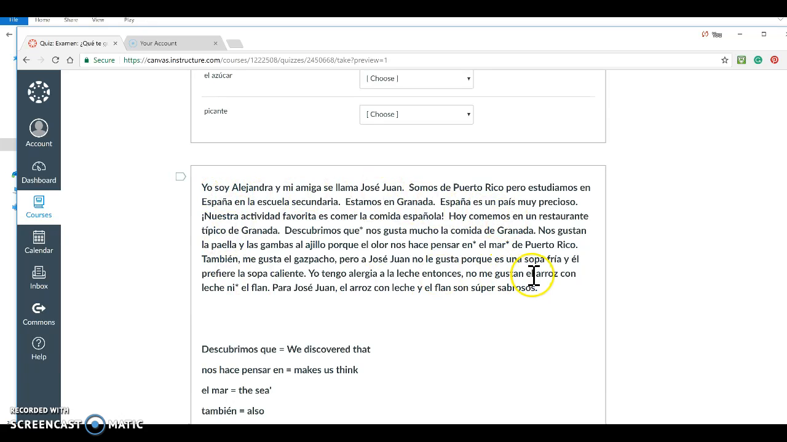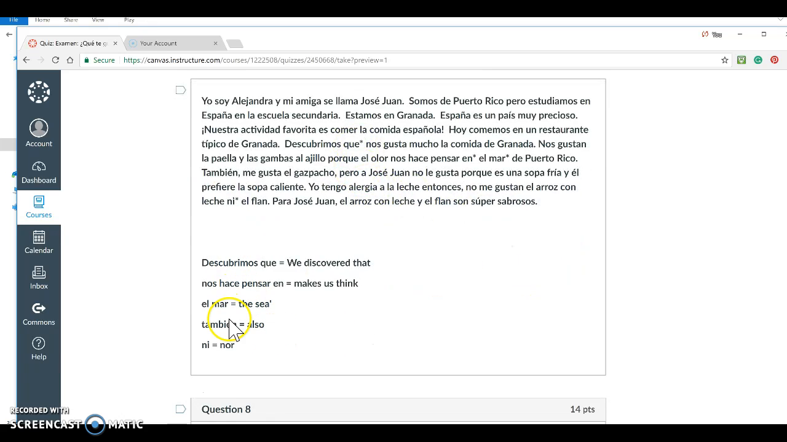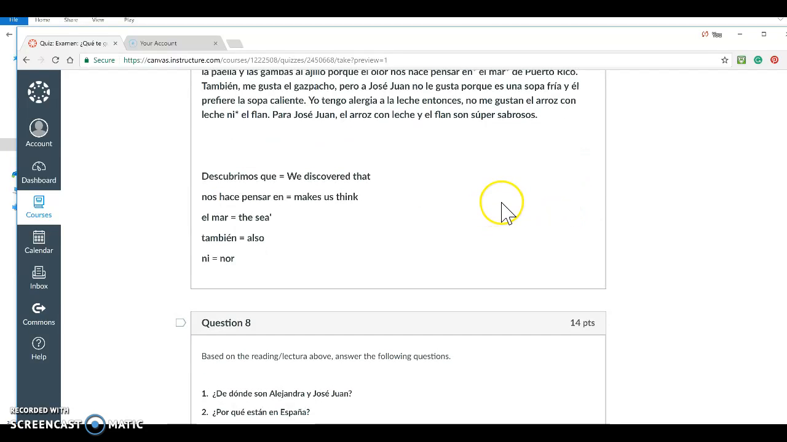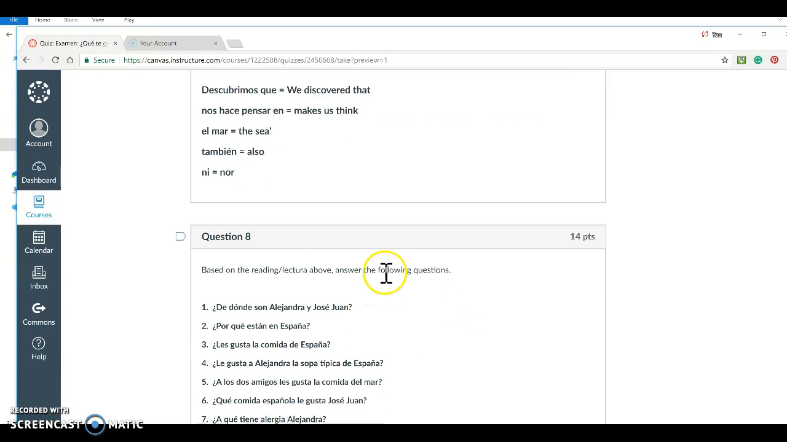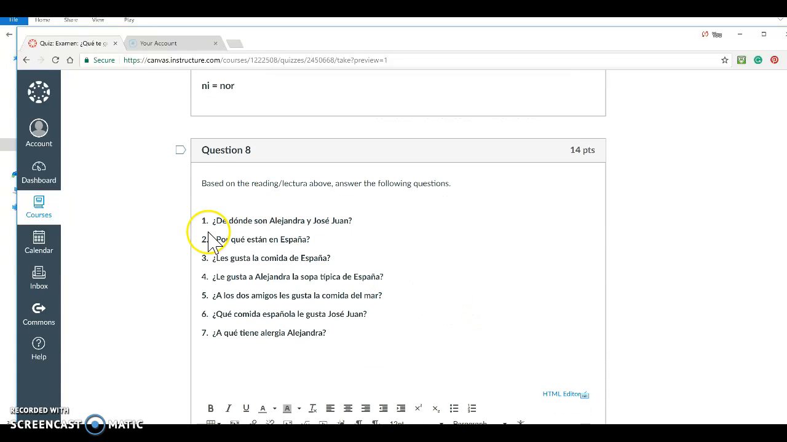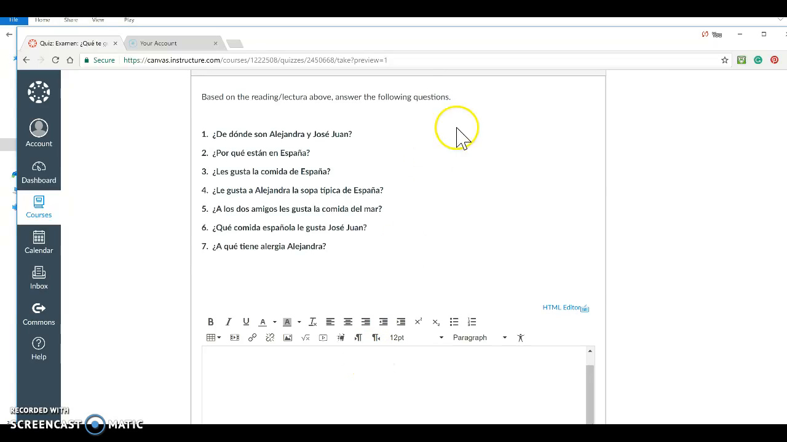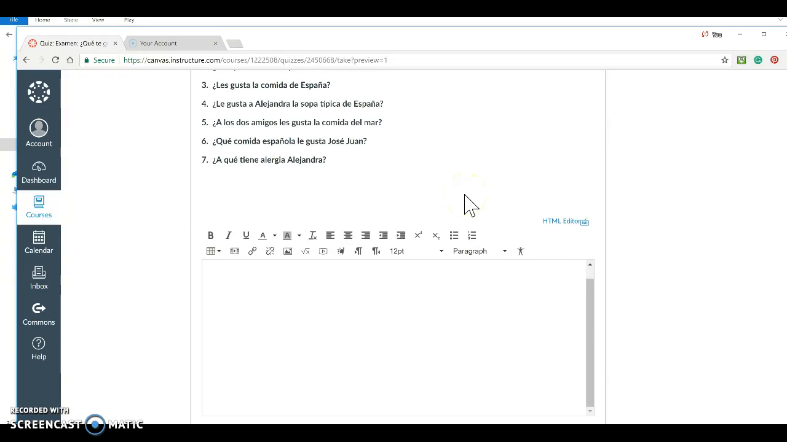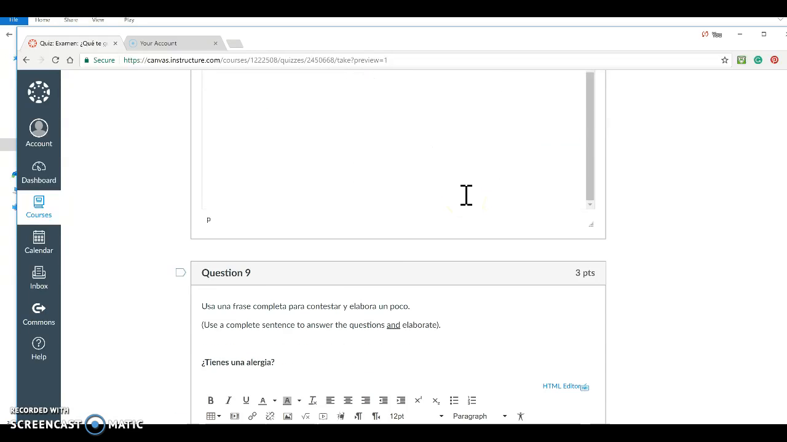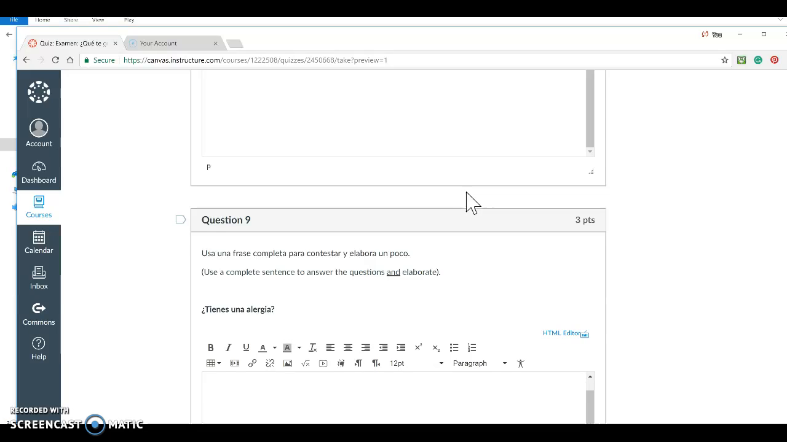So here's a reading that I've done. I've given them a little bit of vocabulary that they would not have seen before. I wrote this and incorporated many of the elements that we talked about in this particular lesson. So the reading is here, and then in question 8, based on the reading above, they just answer these 7 questions. And I probably ought to add their incomplete sentences in Spanish, since that oftentimes is a question that's asked.